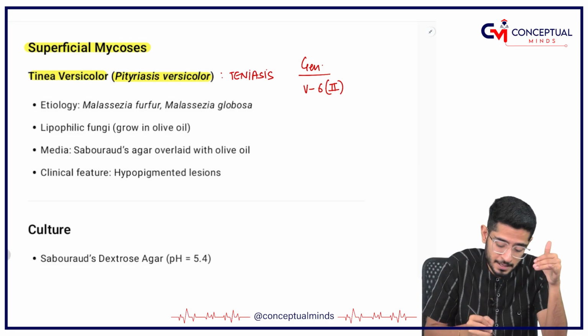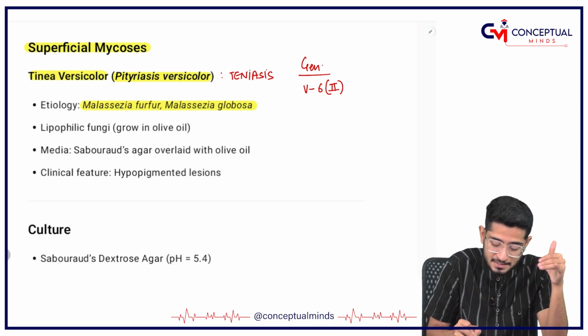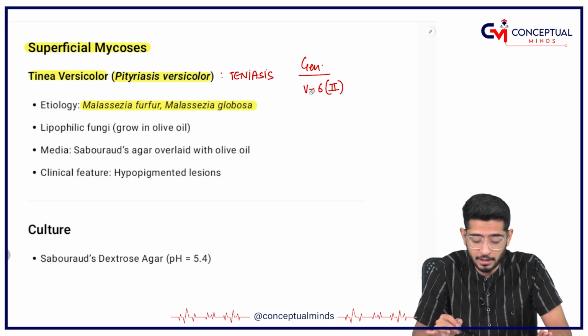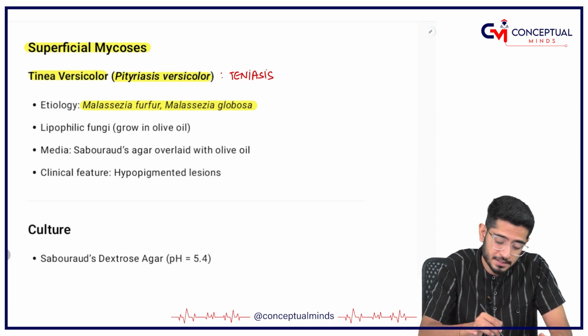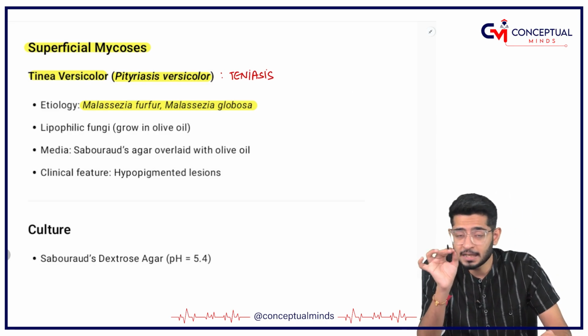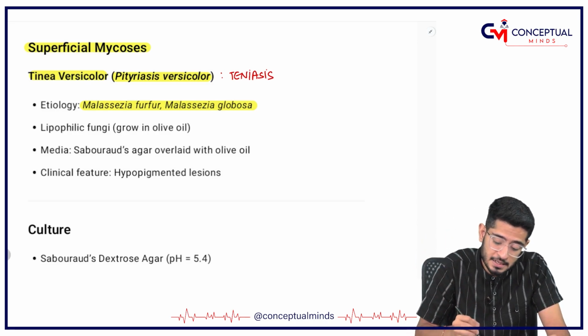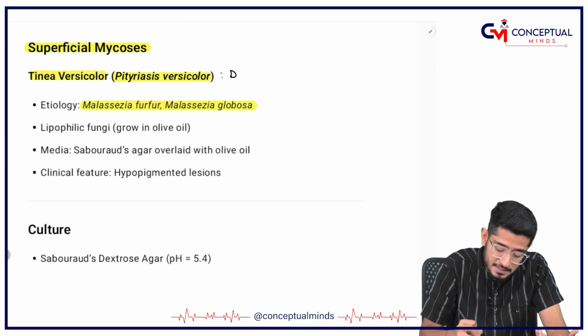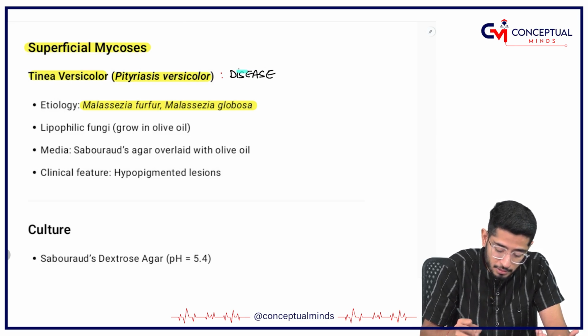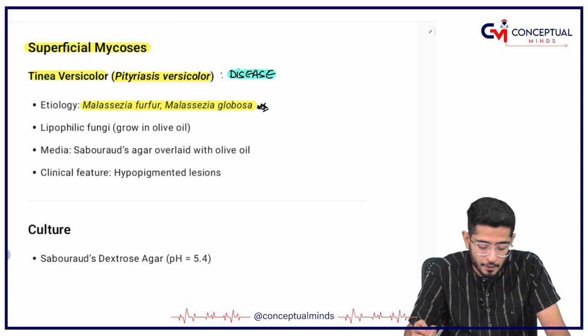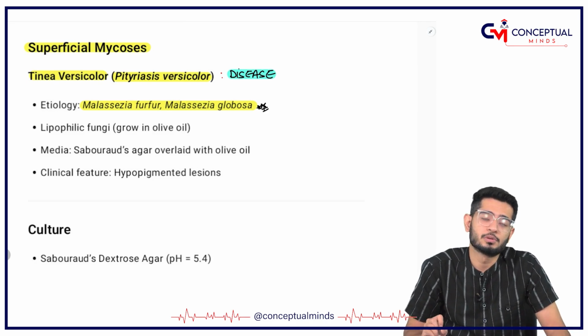It is caused by Malassezia furfur and Malassezia globosum. Okay, please understand, my dear friends. Tinea versicolor or Pityriasis versicolor is the same thing. You should know that these are the names of diseases. These are not organisms. The organism is Malassezia furfur or Malassezia globosum.